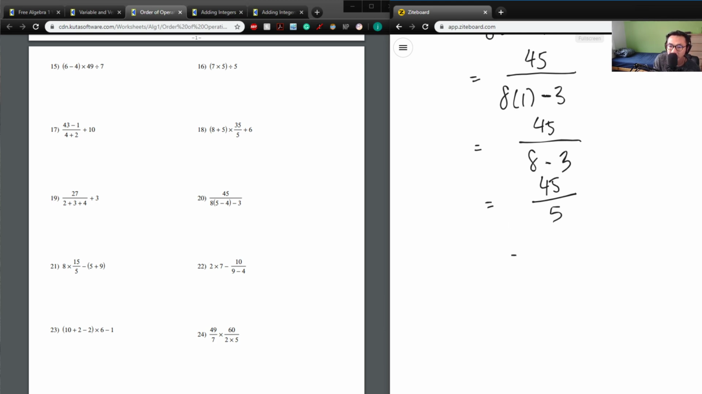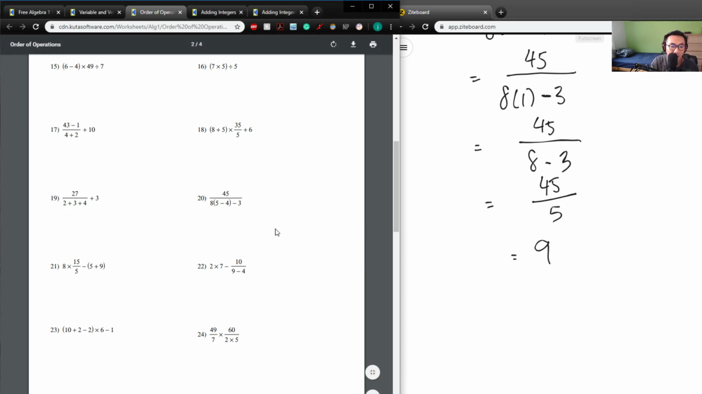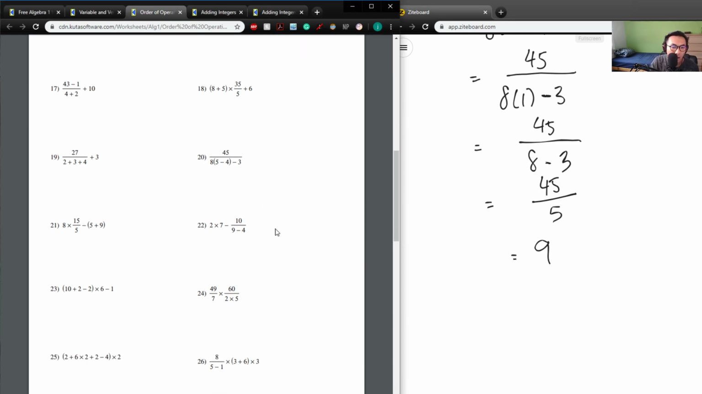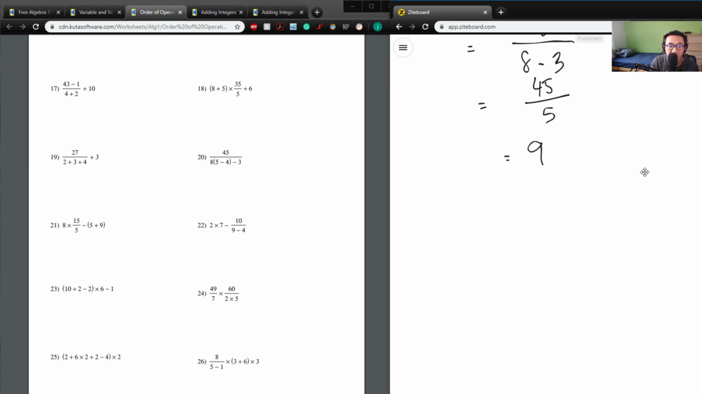And then 45 divided by 5 here is just 9, right? So that's kind of our order of operations for this kind of topic. Let's maybe do one more because I kind of like question 24, because there's a lot of dividing and multiplying going on. So this is our last one, I promise, for this one.